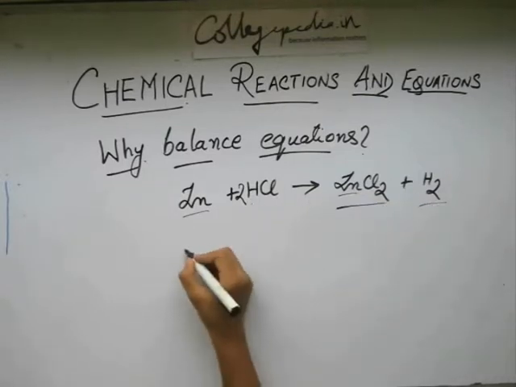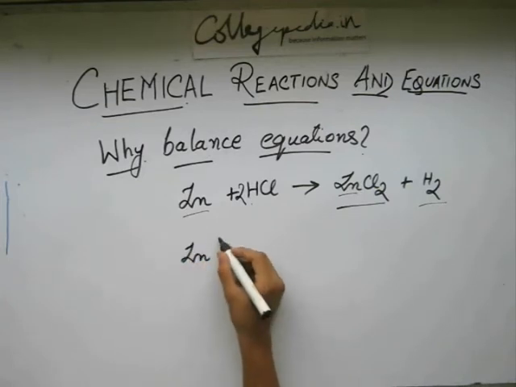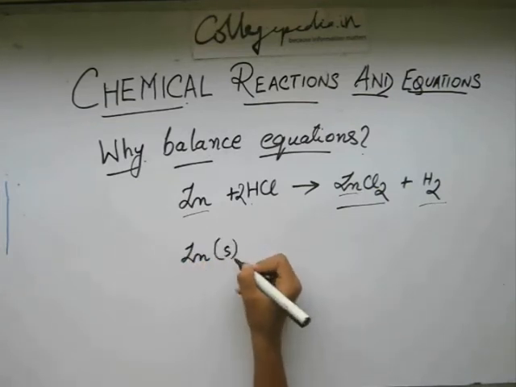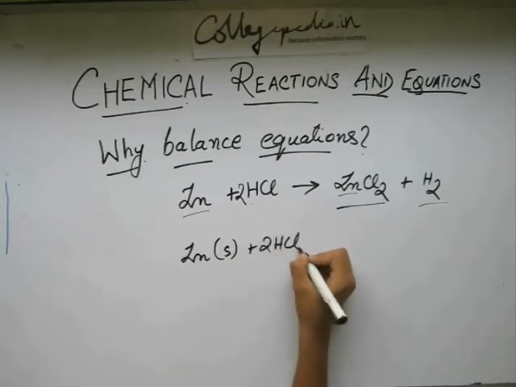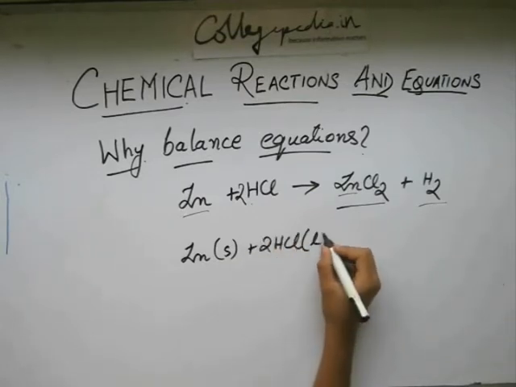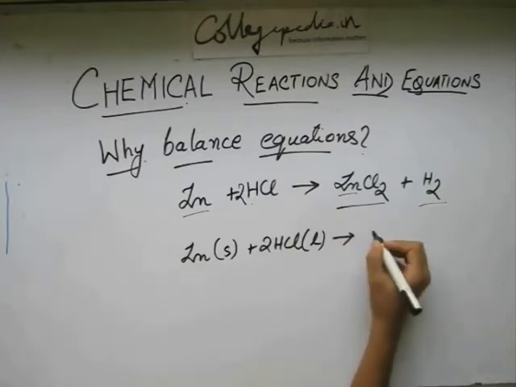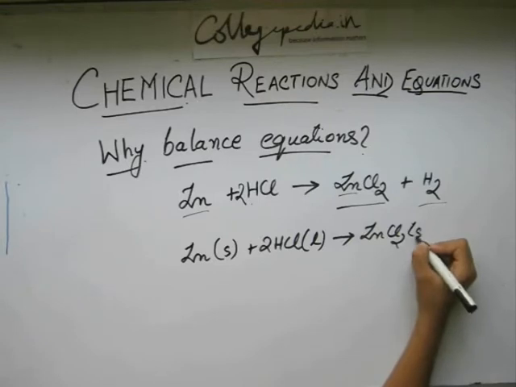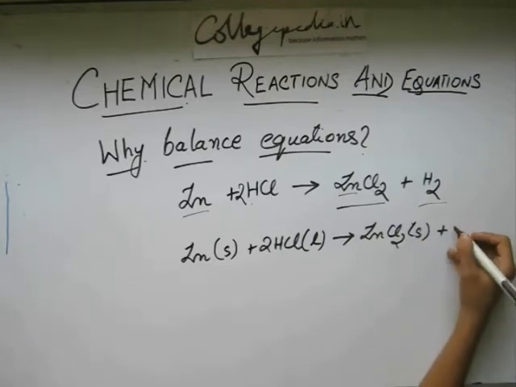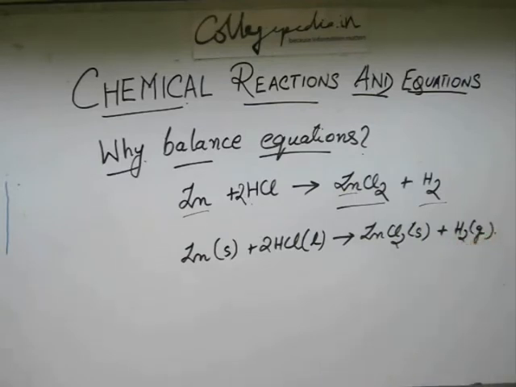So the final reaction will be Zn, and the state will be solid. Zinc granule, 2 HCl, which will be liquid, ZnCl2, again solid, and hydrogen gas. So this is the balance.